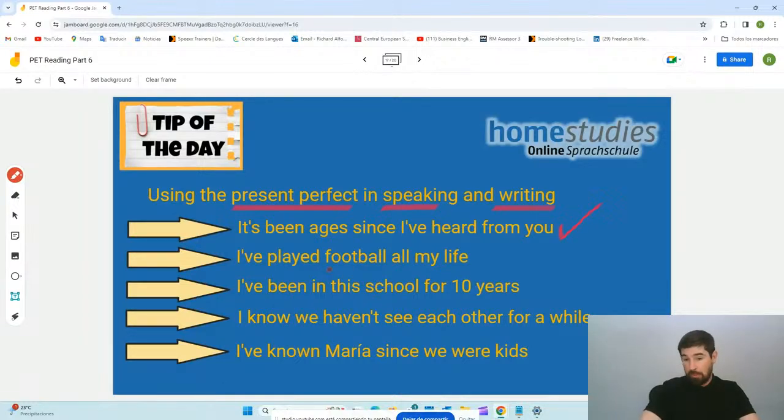A sport or something you love: I've played football all my life. Experience: I've been in this school for 10 years. I've been a teacher for 15 years. You haven't seen someone for ages: I know we haven't seen each other for a while. Excuse my spelling, okay? Or, you know, I've known Maria since we were kids. Yeah, we've known each other for a long time.